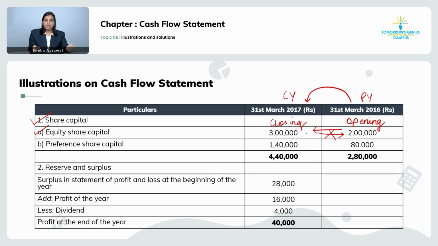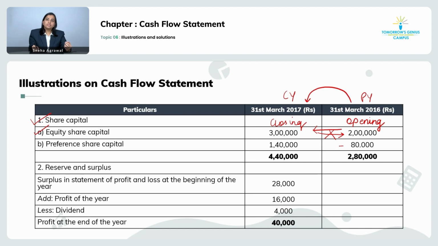What does this mean? It means we have issued share capital. Which share capital? Equity share capital in the market. So which kind of activity is this? This is financing activity. Is it an inflow or outflow? When you issue the shares in the market, what do you receive from them? We receive cash. So there is cash inflow. The increase of 1 lakh is cash inflow from financing activity.